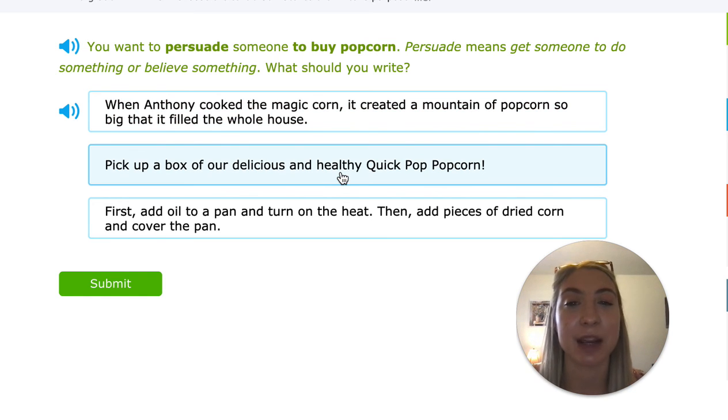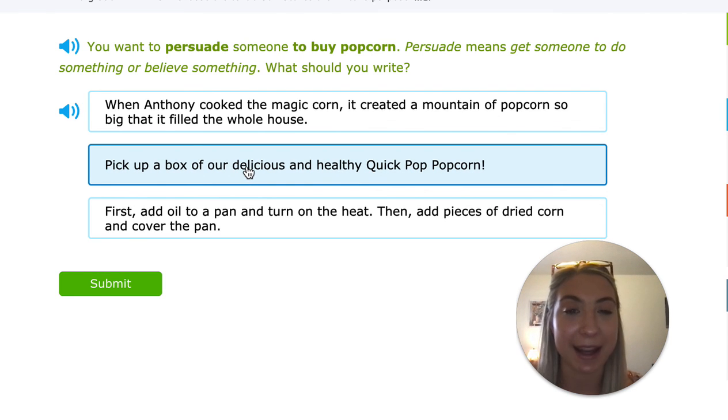But this is like persuade. They're trying to convince us to buy it. So they're saying here, pick up a box of our delicious and healthy Quick Pop popcorn. I would write this if I was trying to persuade someone to come buy it. So remember to take your time. Remember, persuade, we're convincing. Informing, we're telling facts. And entertaining, it's supposed to bring an emotion out of a reader, like a story.